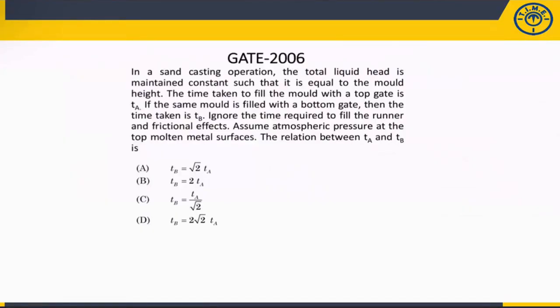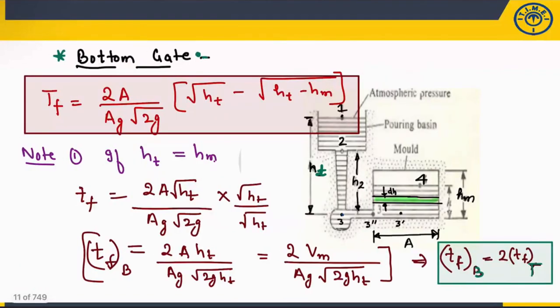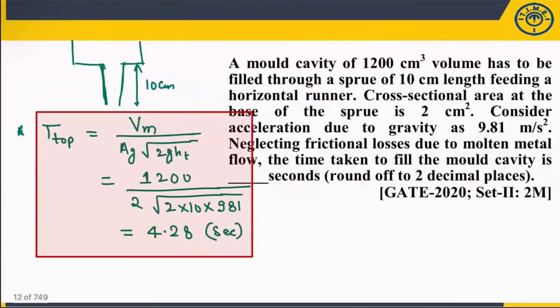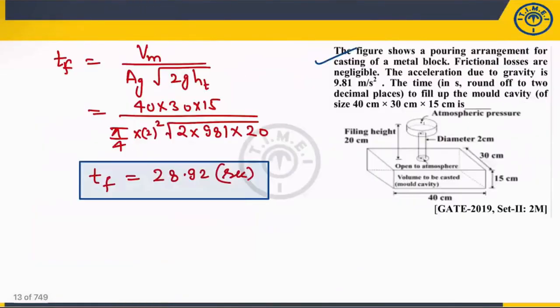Again, you can read this question. Very good. Option B. Just now I have discussed as a note point. You can see here the time required for filling the mold cavity by bottom gate system is 2 times of top gate system. When it is applicable? When this ST is equal to HM. Now you can read this question.